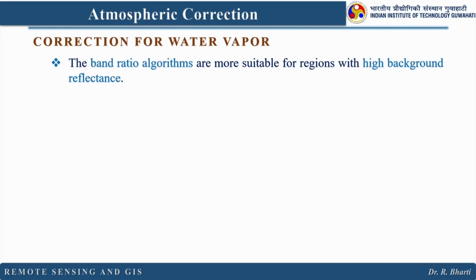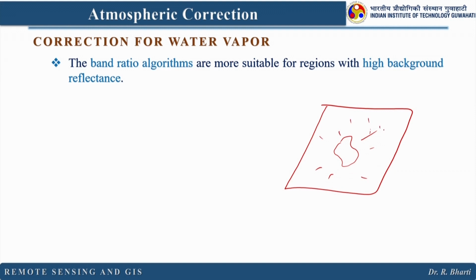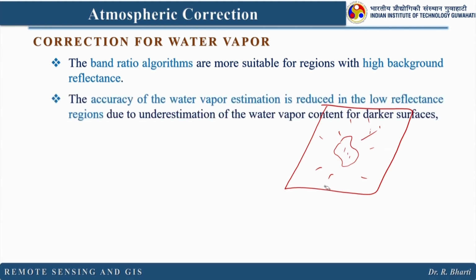High background reflectance means, if you have an image and your target lies somewhere here, right, and basically that is having some low reflectance value compared to the surrounding, right. So, surrounding will have higher values and your target will have lower values, that you have to know before. Then these band ratio algorithms are suitable, right.